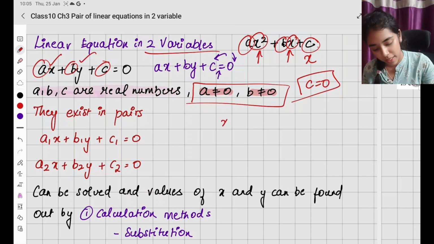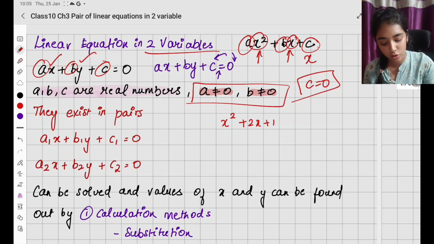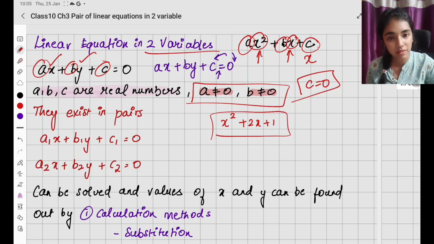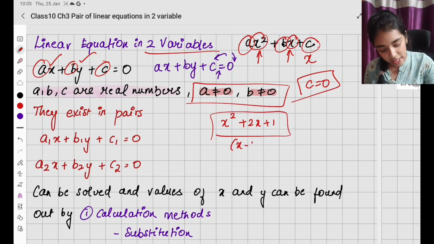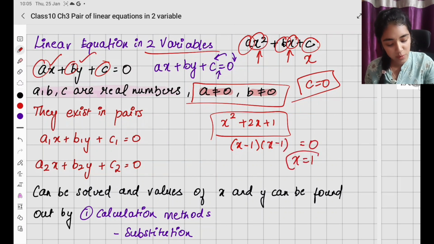Ipa namma paatha example la, for example you have x square plus 2x plus 1, appadina in this one equation you can find the value of x. You can find x minus 1 into x minus 1. So from this, when you equate this to 0, you have x is equal to 1 and x is equal to 1. So you have alpha and beta values.